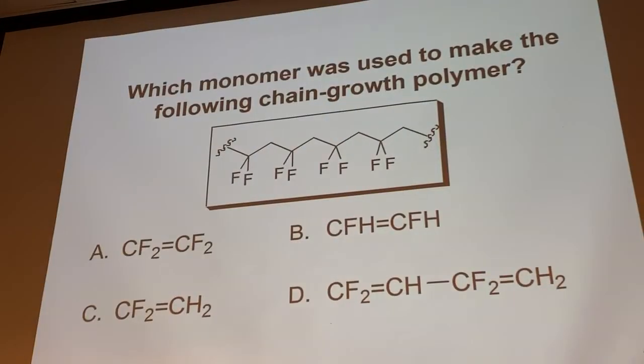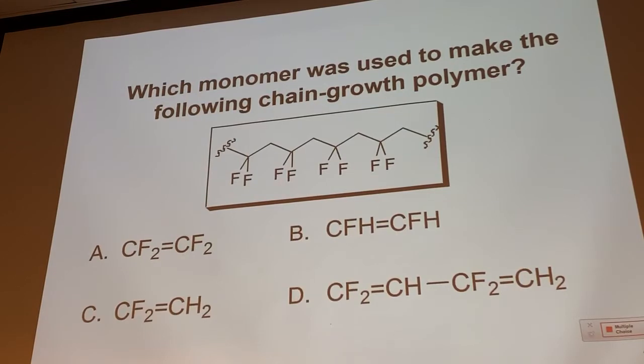Okay, we have a chain growth polymer drawn for you on the screen. Go ahead and talk to your neighbors and determine which of the monomers listed was used to synthesize that chain growth polymer.